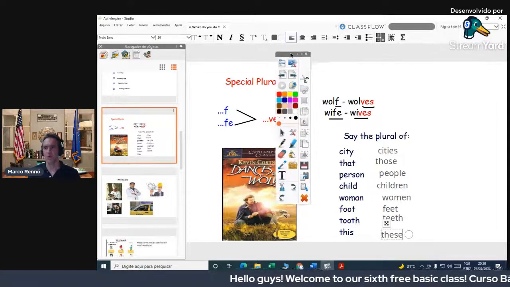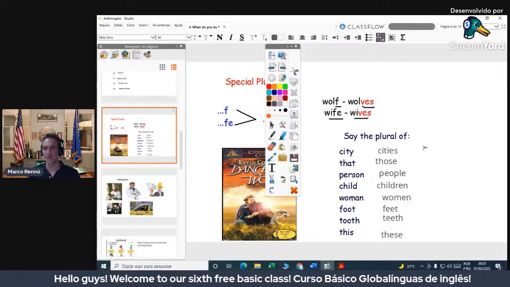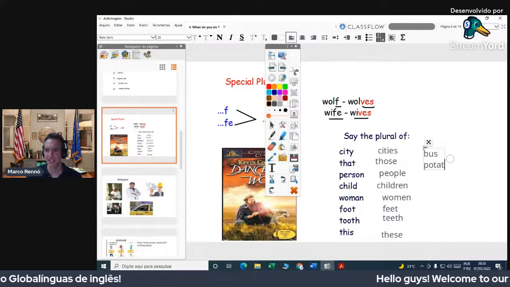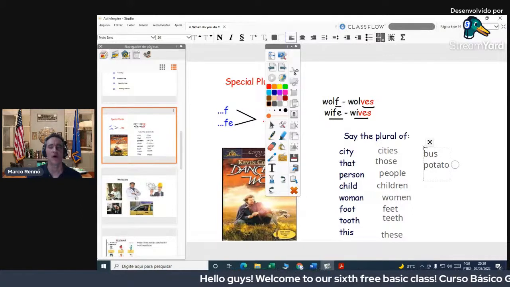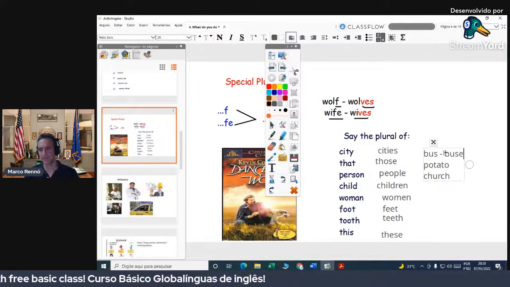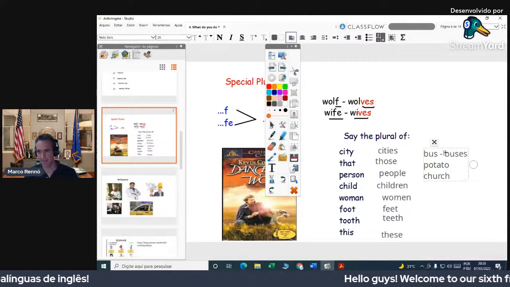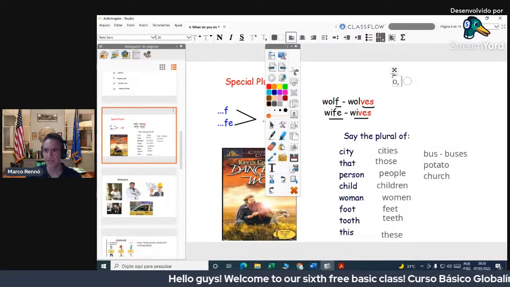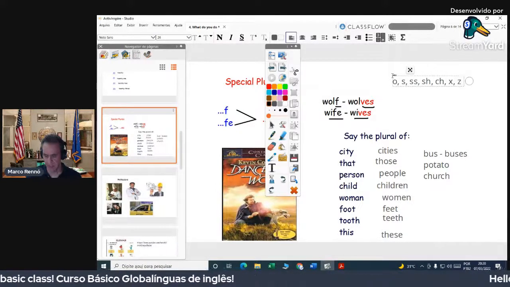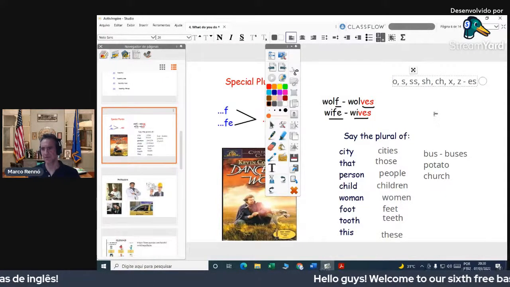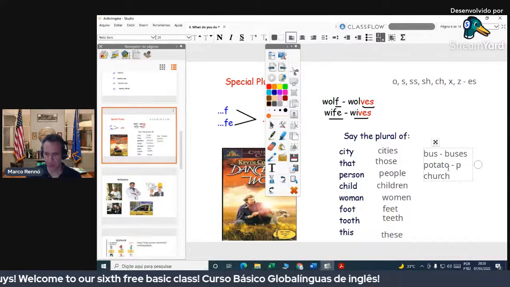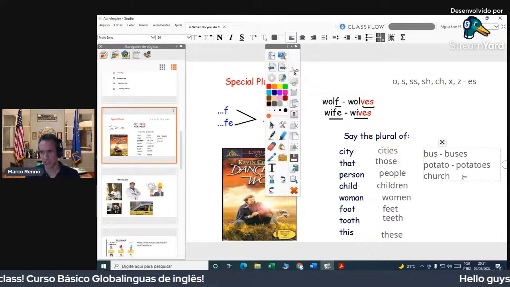Okay, I will write some more words here for you to give me the plural. What's the plural of bus? What's the plural of potato? What's the plural of church? Can you tell me? Plural of bus? Buses. Remember, when the final of the word is O, S, double S, SH, CH, X, or Z, we make the plural with ES. Buses. Potato, potatoes. Church, churches.